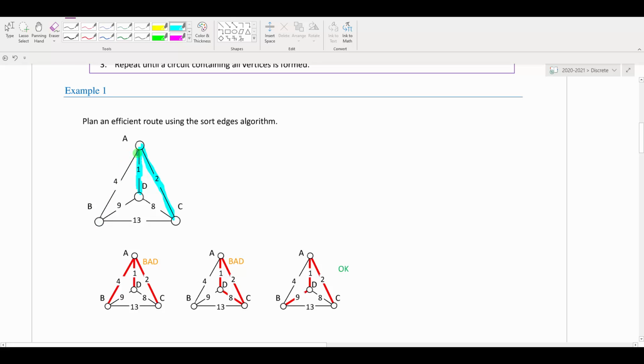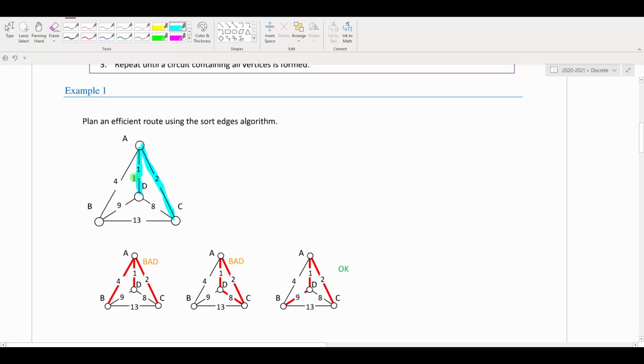We go to the next cheapest edge, which is going to be DC. Okay, so here's DC. Now I'm going to go ahead and highlight it, but watch what happens here. If I highlight this, notice that I complete a circuit. Okay, so this is a completed circuit. It makes a loop. But this loop or this circuit does not include vertex B. We cannot do that. We have to have a circuit that includes all the vertices, so we have to skip over edge DC. Okay, so we cannot include edge DC.